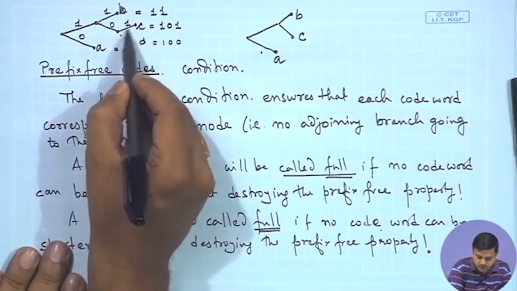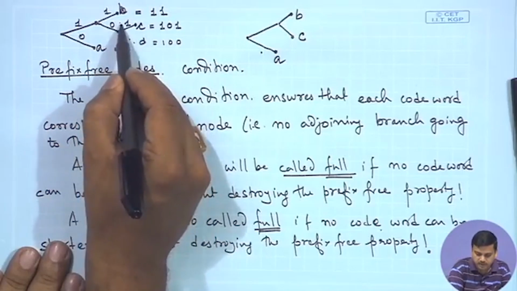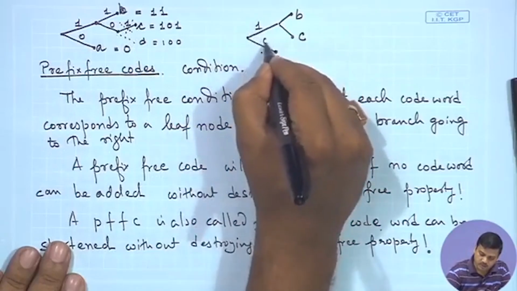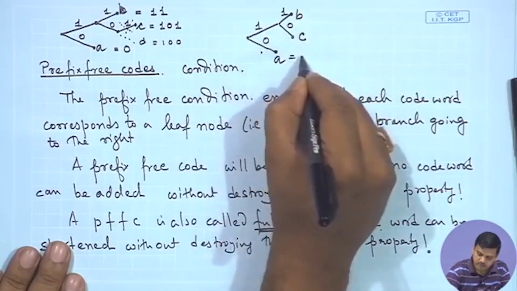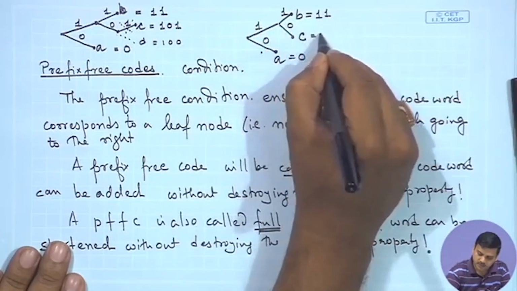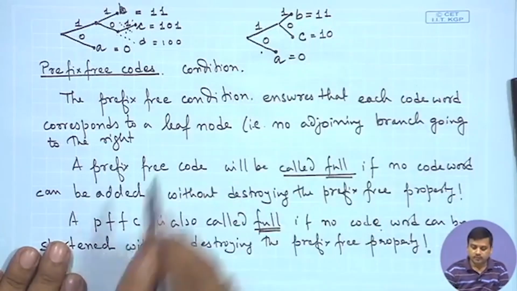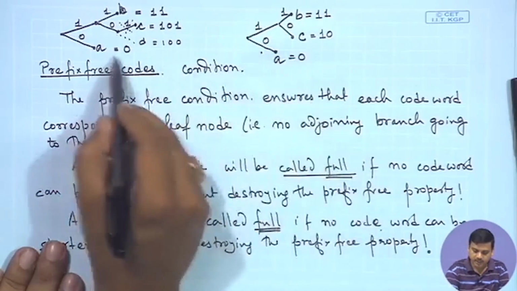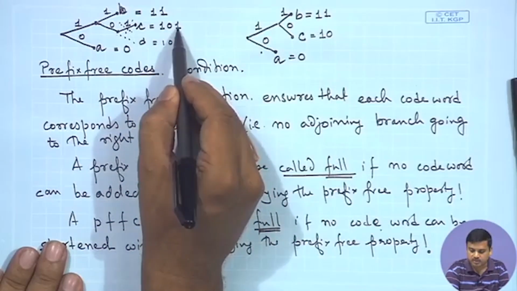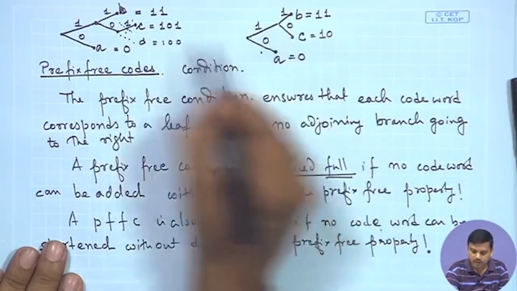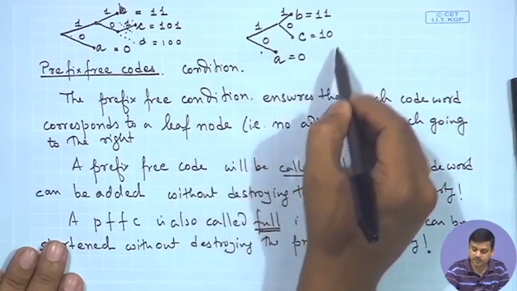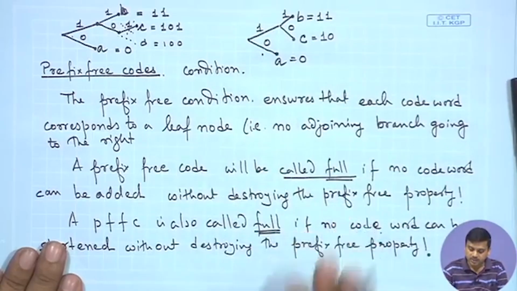So, in other words, I have shortened this code, I have removed this particular branch. This is also feasible. So, if I do that, I get 1 0. So, A remains 0, B remains 1 1 and C becomes 1 0. If we compare these two, A is as it is, B is as it is, only C is 1 0, one of the 1s is dropped. So, that means C is shortened from 1 0 1 to 1 0 without destroying the prefix free property. So, this is very important to note.